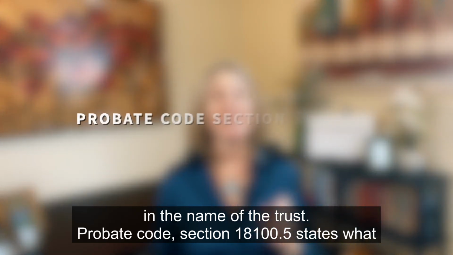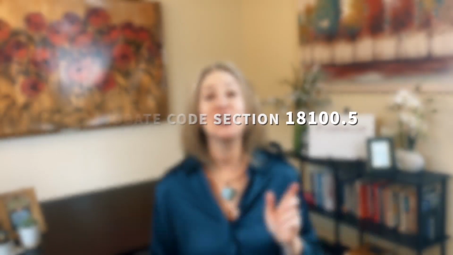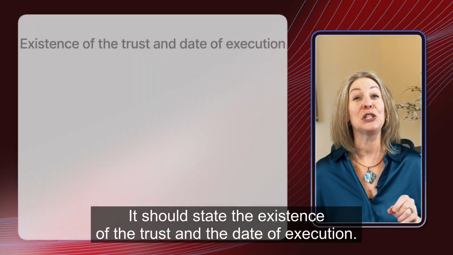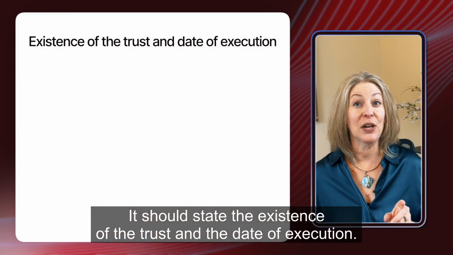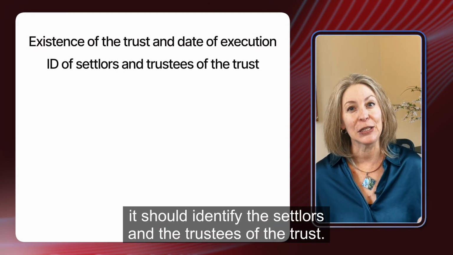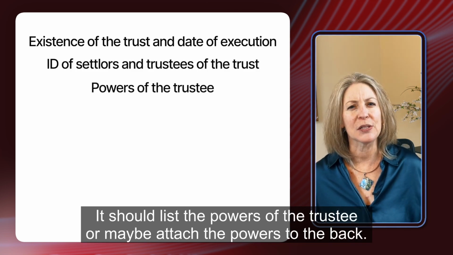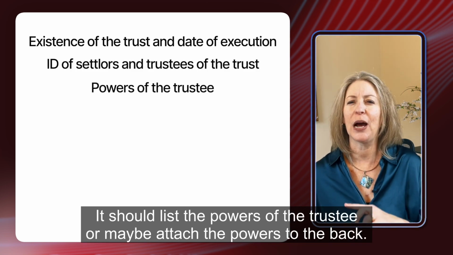Probate Code Section 18100.5 states what should be on a certification of trust. So it should state the existence of the trust and the date of execution, that's when it's signed. It should identify the settlors and the trustees of the trust. It should list the powers of the trustee, or maybe attach the powers to the back.